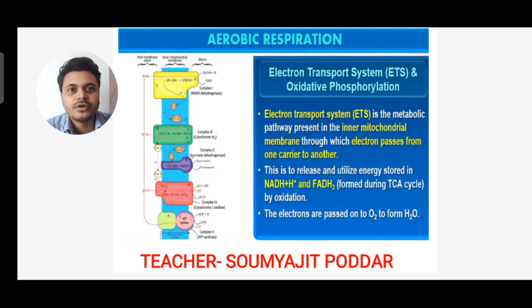Let's start with the topic electron transport system and oxidative phosphorylation. You can see on the left hand side, the electron transport system cycle has been given. Electron transport system, in short form, is also called ETS. It is the metabolic pathway present in the inner mitochondrial membrane through which electrons pass from one carrier to another carrier.